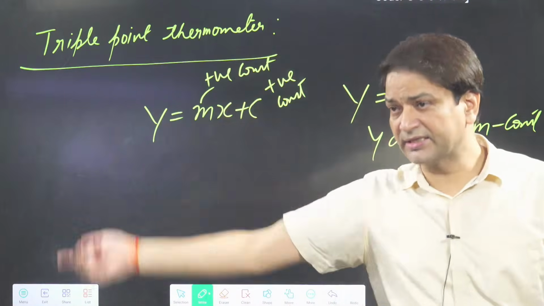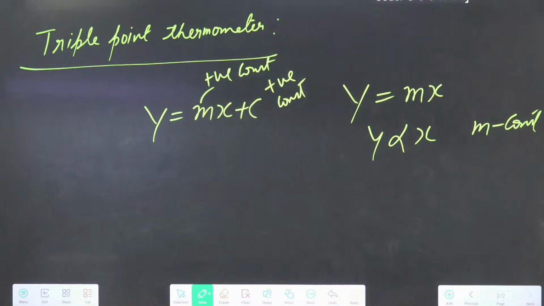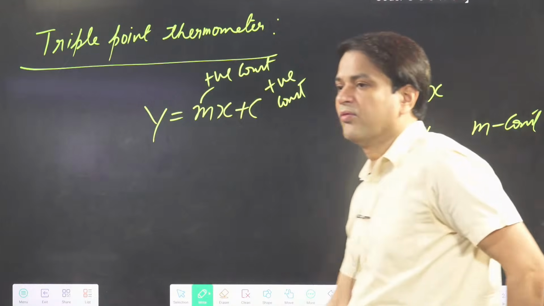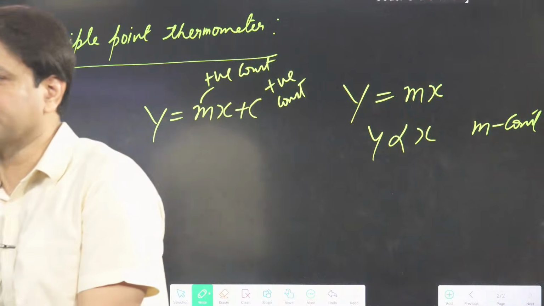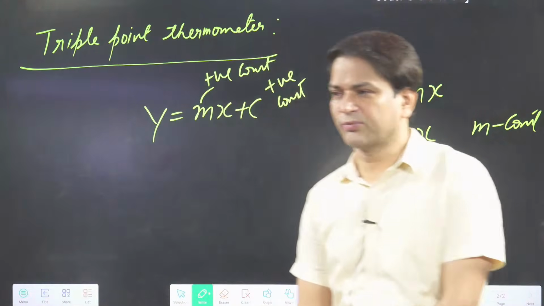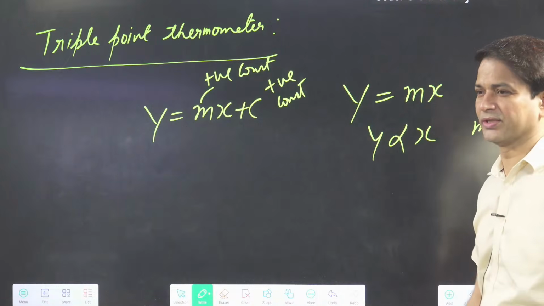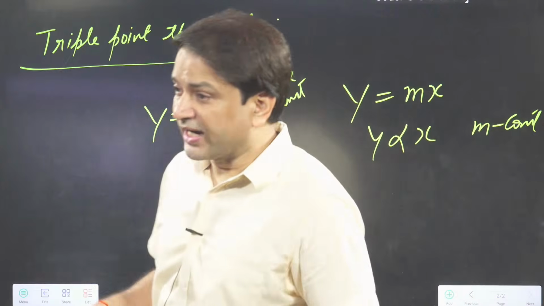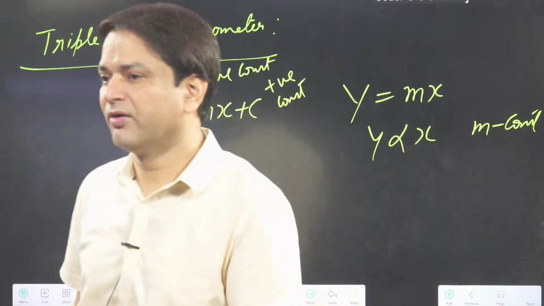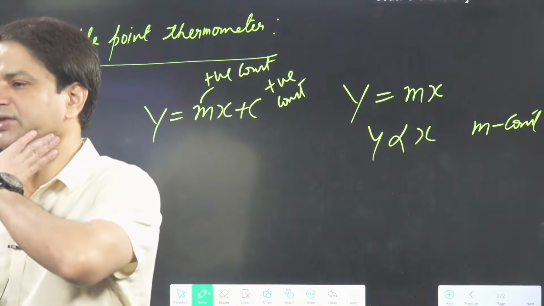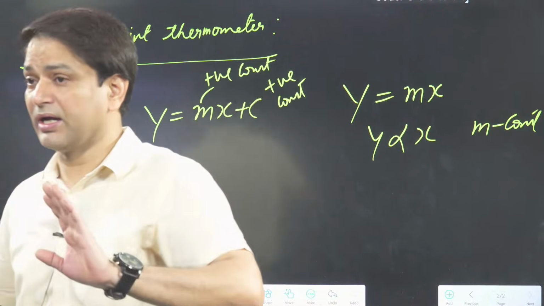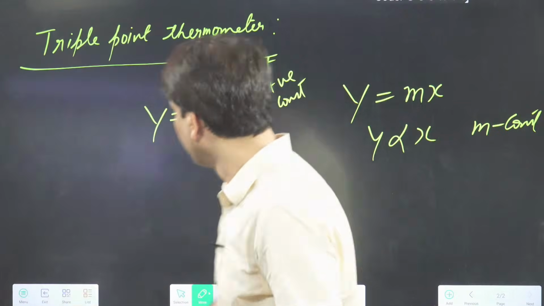Can I say, in the second relation, y is directly proportional to x? If I am writing y is equal to mx plus c, where m and c are positive constants, can I say y is directly proportional to x? No. Directly proportional means with what multiple you are changing x, the same multiple y is also changing. But in the first and second relation, I can say what?